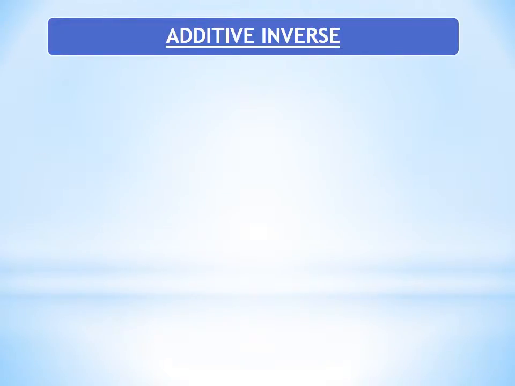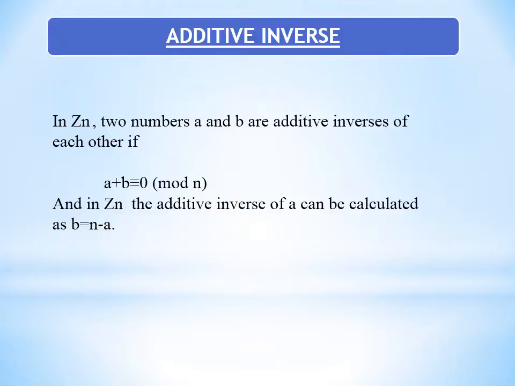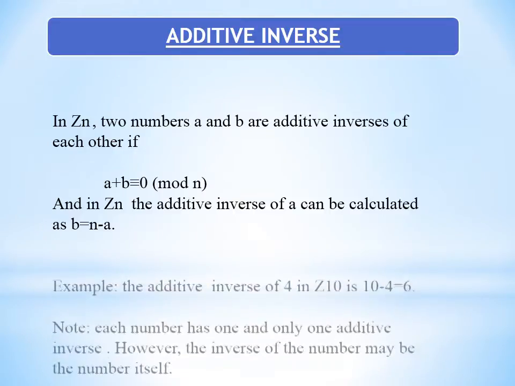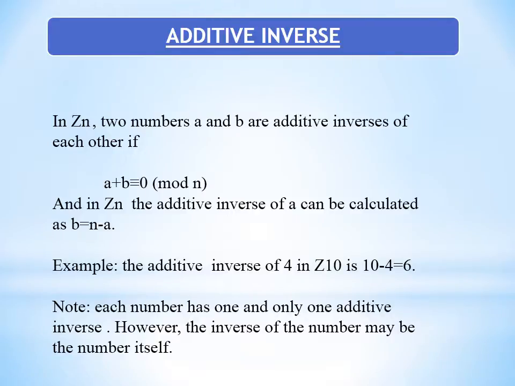Additive inverse. In Zn, two numbers a and b are additive inverses of each other if a plus b modulo n gives you 0. And in Zn, the additive inverse of a can be calculated as b equals n minus a. For example, the additive inverse of 4 in Z10 is 10 minus 4 equals 6.